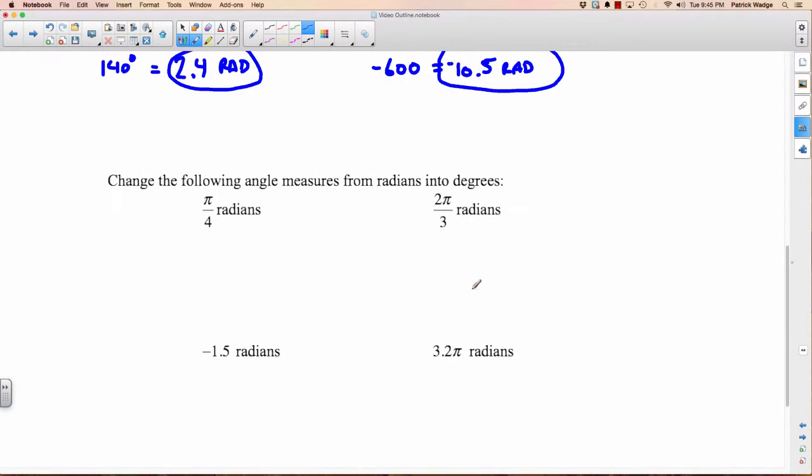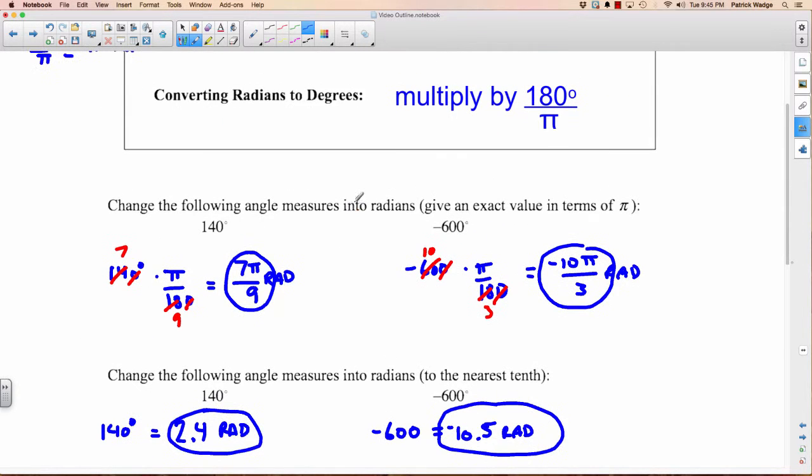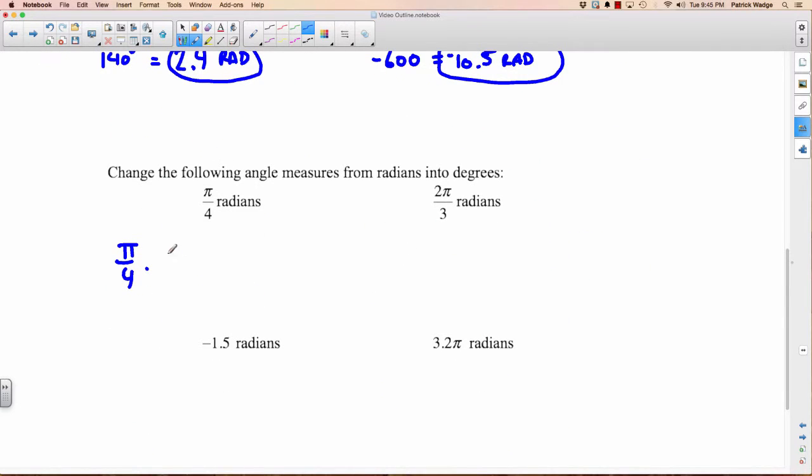Okay, change the following angle measures from radians into degrees. So if I want to change pi over 4 radians to degrees, what do I do? Radians to degrees, multiply by 180 over pi. This looks so confusing because the pi sign's right there. Not at all. What happens when I multiply here? The pi's cancel out. All I have to do is simplify these two numbers. I think I can divide them both by 4. 4 divided by 4 is 1, and 180 divided by 4 is 45. There you go, we have our answer. It is 45 degrees. Don't forget to put degrees.